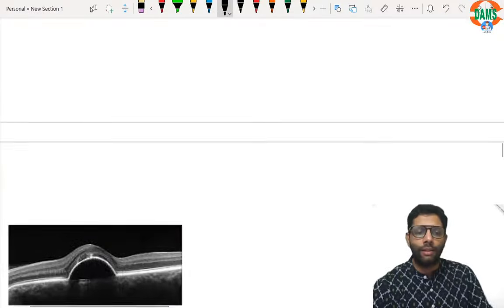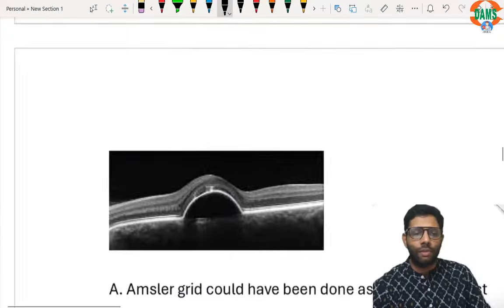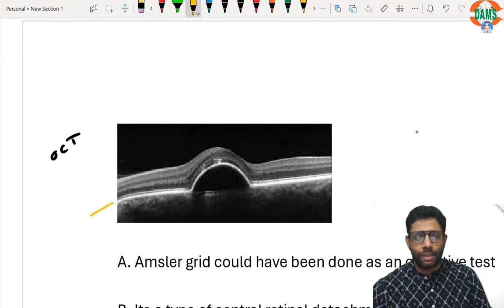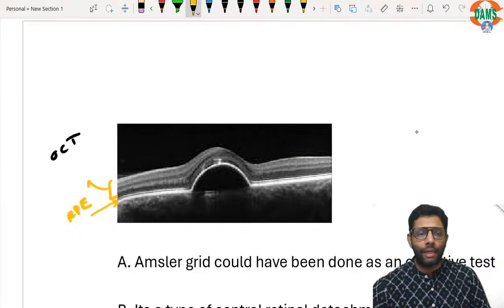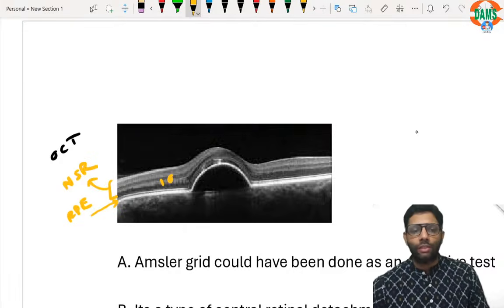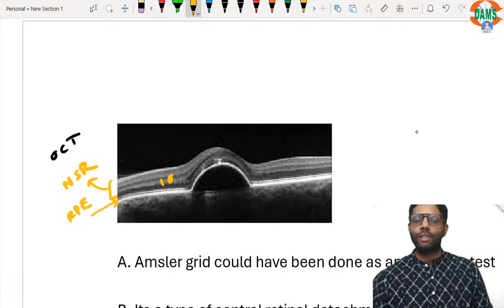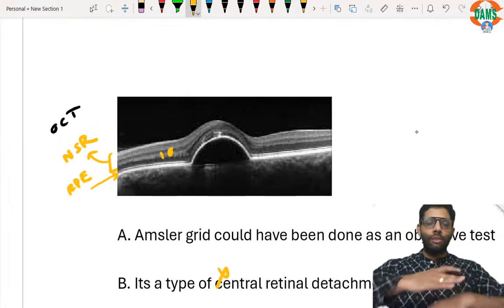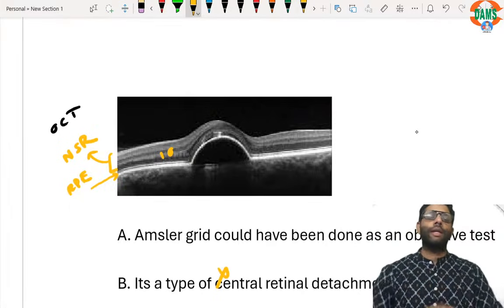And let us see what is the investigation given. This investigation is given as optical coherence tomography, in which this is the last layer of the retina, retinal pigment epithelium, and the inner 9 layers of the retina is neurosensory retina. And all the 10 layers of the retina are separated from choroid. This is not retina detachment. This is not retina detachment. In retina detachment, the 9 layers are separate from the 10th.